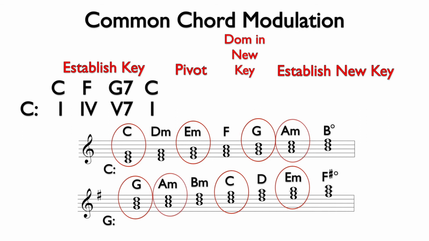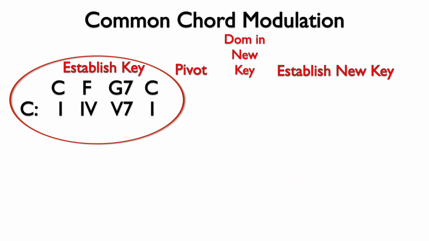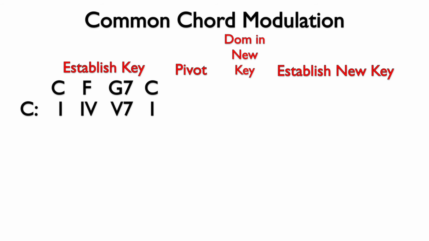G, and A minor. Since dominant chords want to pull back to tonic, they are not effective in this type of modulation, so we will eliminate G since it is the dominant chord in C. Let's try each of these chords within a common chord modulation from the key of C to G. Here we have the establishment of the key of C with 1, 4, 5, 7, and 1. Next we will add our pivot chord. Let's use A minor.